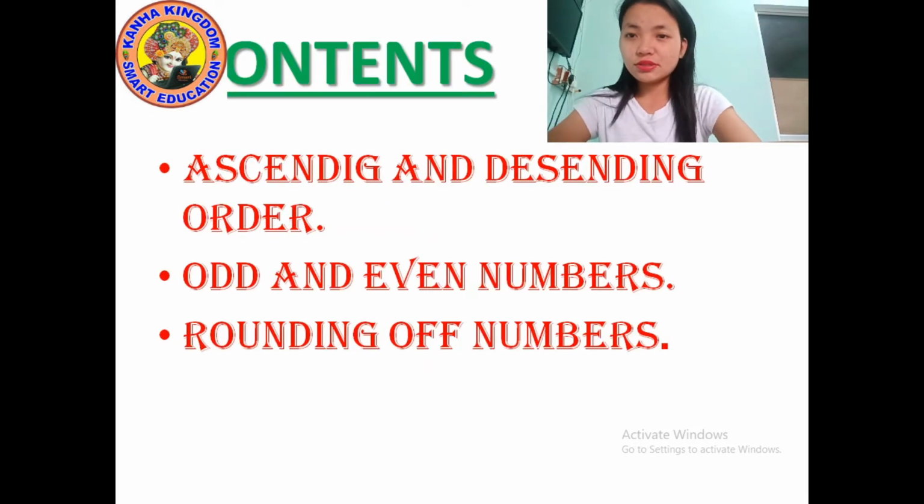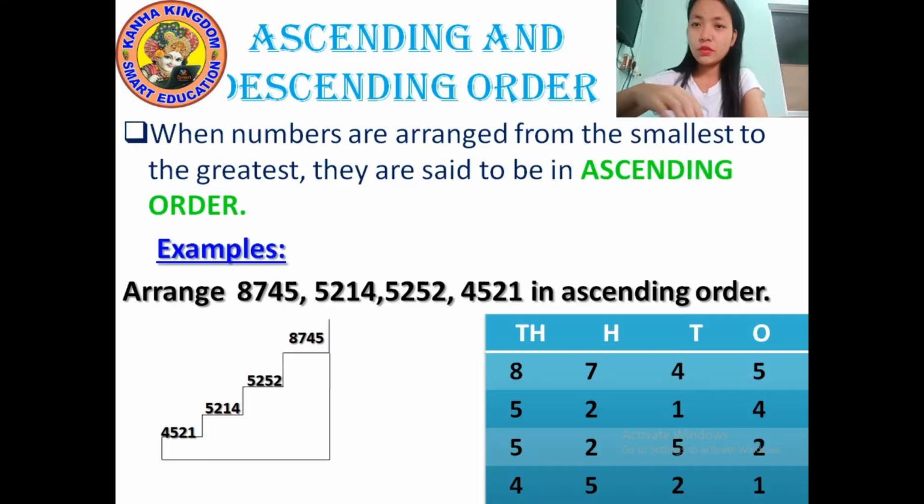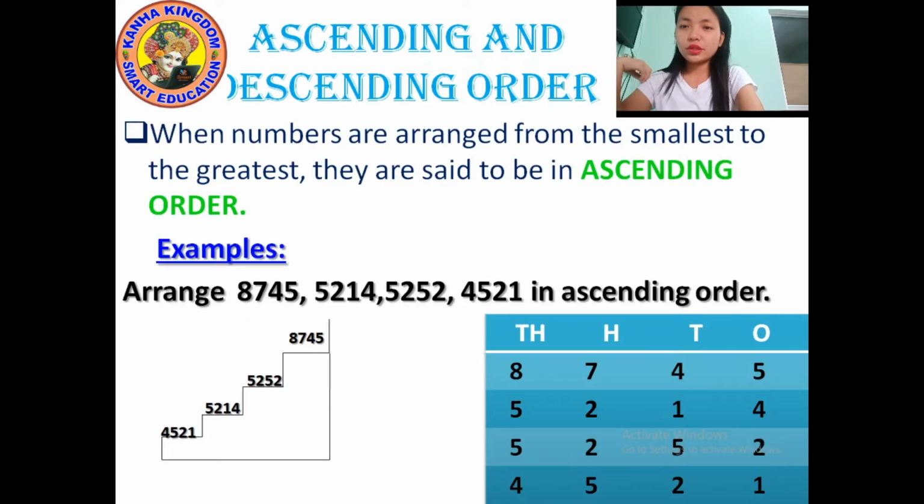In this chapter, we are going to learn about ascending and descending order, odd and even numbers, and rounding of numbers. Now we are going to learn about ascending and descending order.